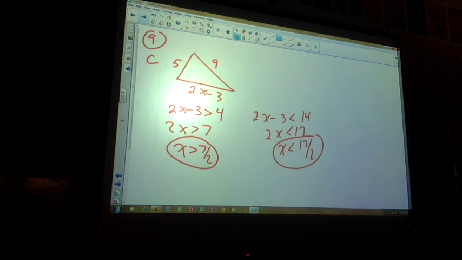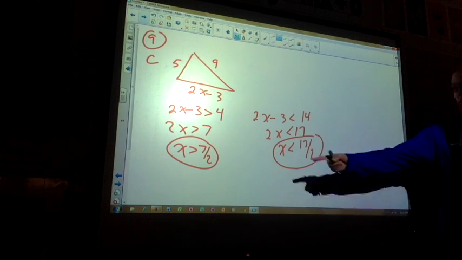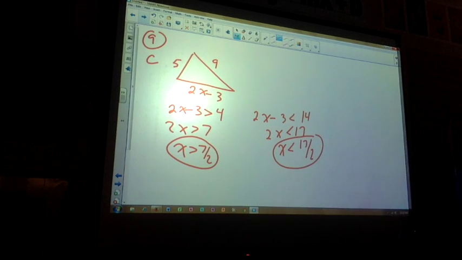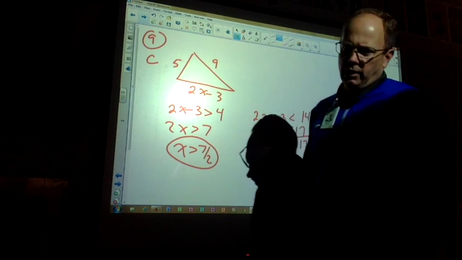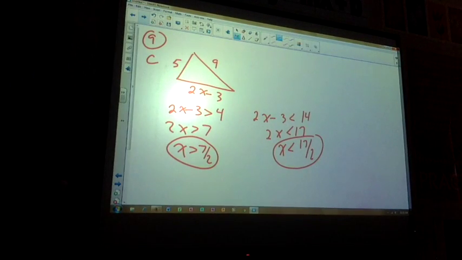On the test, would you want us to bring it all the way down to x is less than some number, or could we just leave it at 2x minus 3 is greater than? Oh, I'd want you to actually solve for what x would have to be. Did I answer that whole question? I didn't read the whole thing. 9. Find the possible values of x. So it has to be bigger than 7 halves, which is 3.5, and less than 17 halves, which is 8.5.